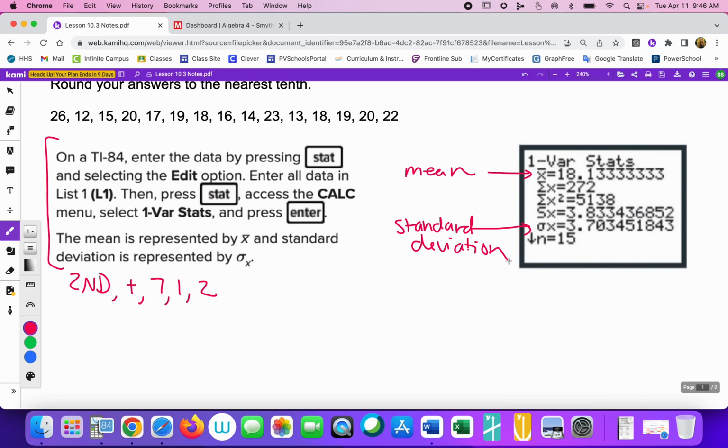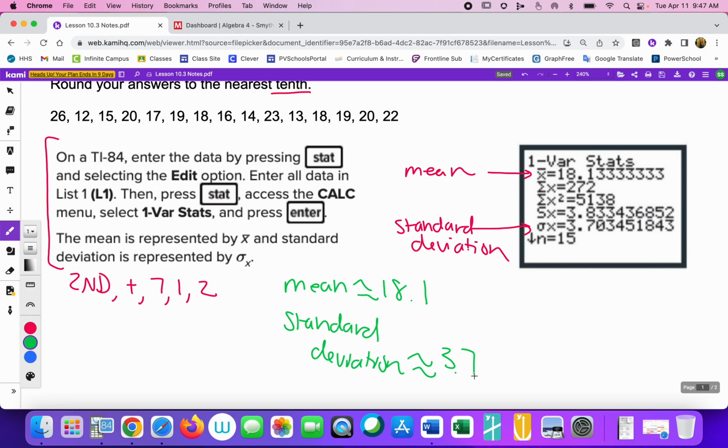Now up here it says round to the nearest tenth. I kept it tenth in your notes today. Most of the ones in your homework is tenth, but some of them say hundredth or thousandth, so make sure to read that appropriately, otherwise it'll mark you wrong if you don't round it correctly. So the mean would be what to the nearest tenth? 18.1. What about standard deviation? The nearest tenth. 3.7.